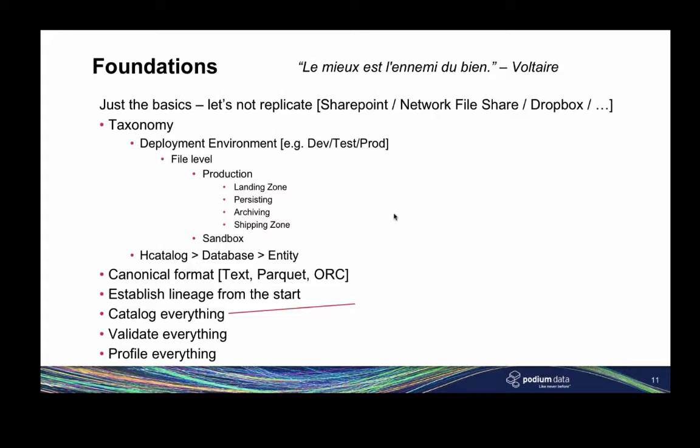When it comes to lineage, establish lineage from the start. When you bring data in, make sure you capture that lineage, because in two months from now, when someone comes back to figure out where this came from, it's not going to be patently obvious. So do that.